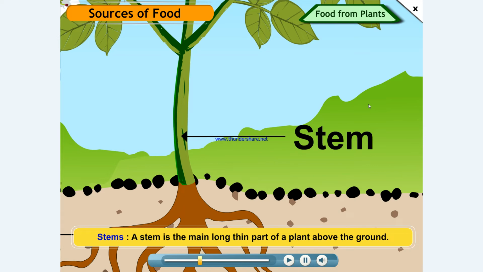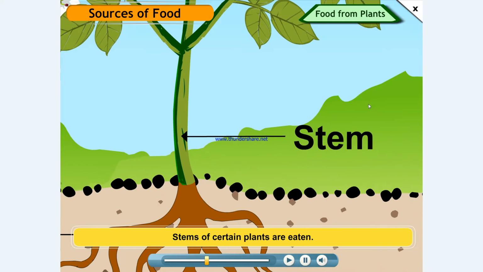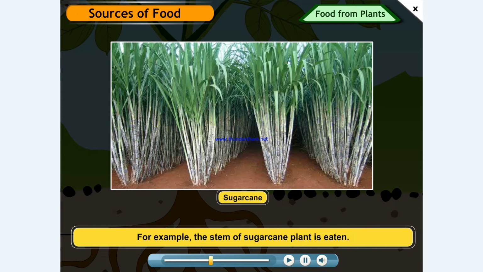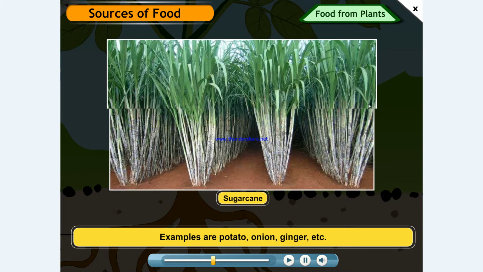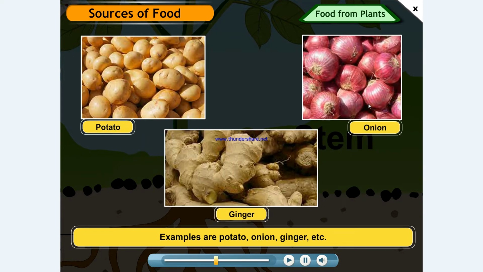Stems. A stem is the main, long, thin part of a plant above the ground. It is a link between the plant's roots, leaves, and flowers. Stems of certain plants are eaten. For example, the stem of sugarcane plant is eaten. Certain plants have underground stems that we eat. Examples are potato, onion, ginger, etc.